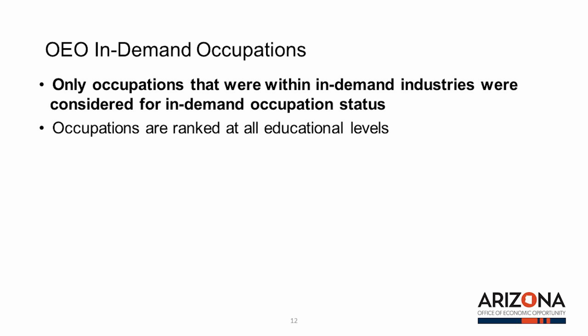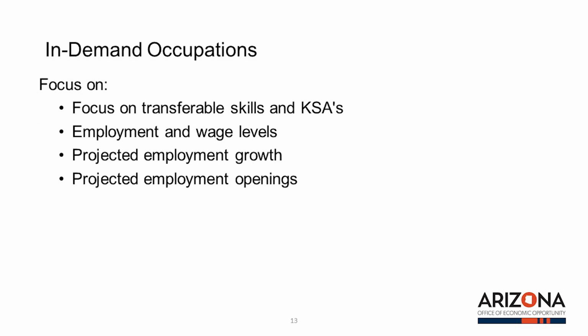Occupations, like I said, are ranked at all educational levels. And occupations are ranked against other occupations with similar educational levels. That just improves the quality of comparison, because if that were not done, then occupations that require a higher educational attainment level would end up dominating. And that's not what we're seeking to do. We're seeking to show good occupations at all educational levels. So all levels are accounted for. The in-demand industries are considered for the in-demand occupations.